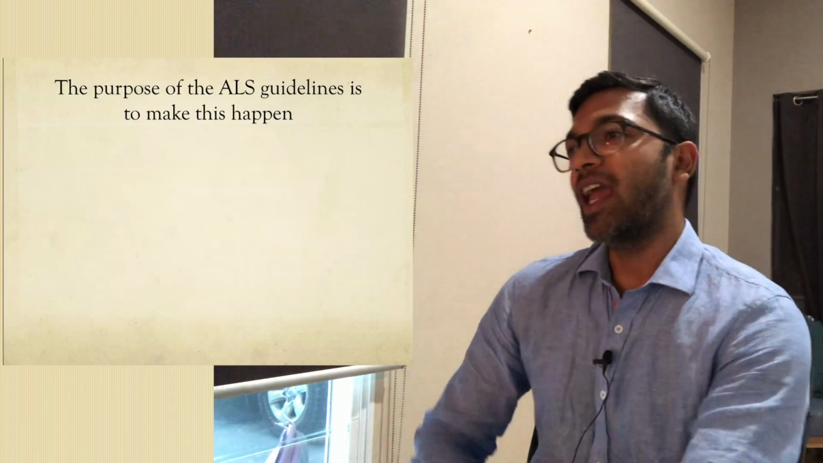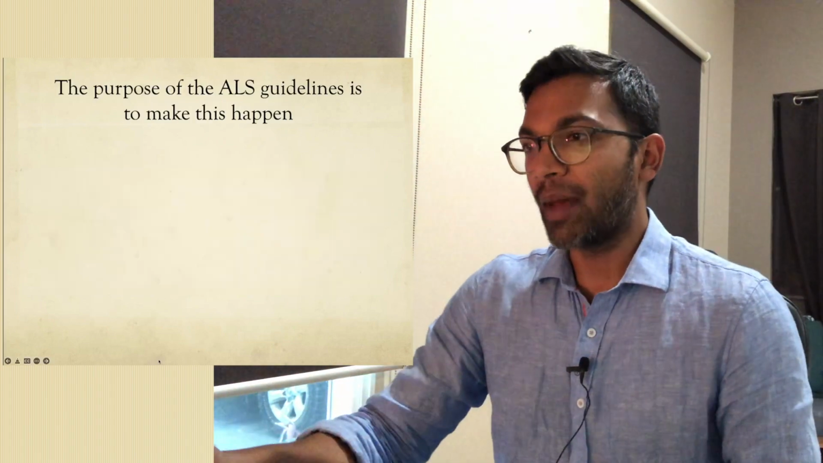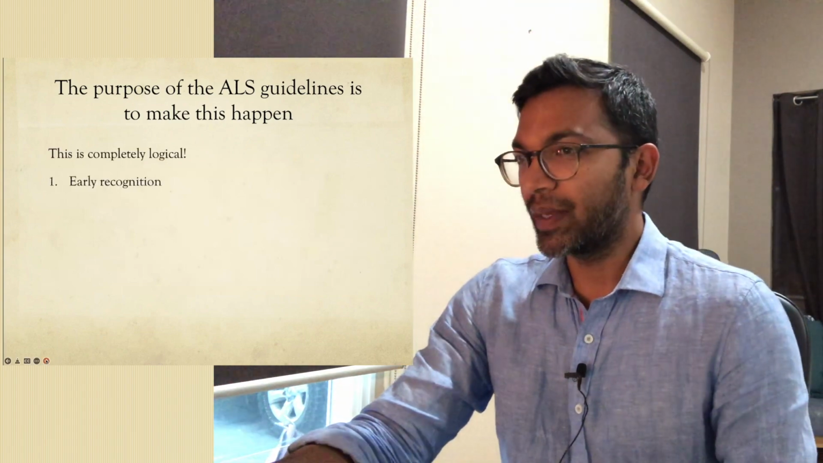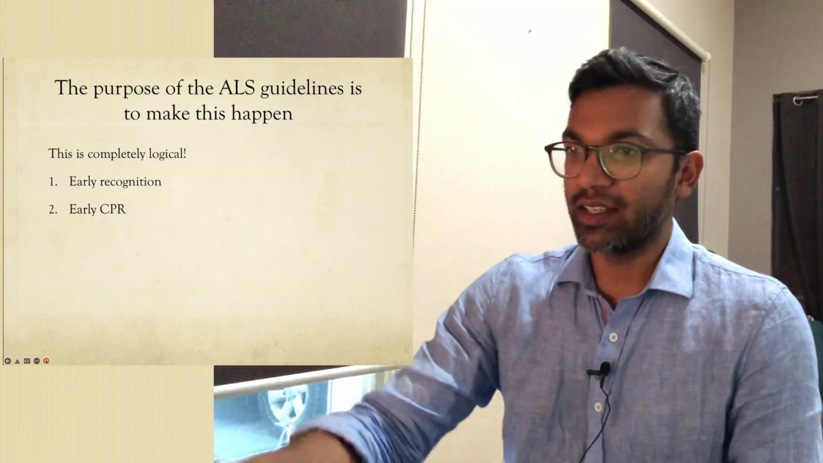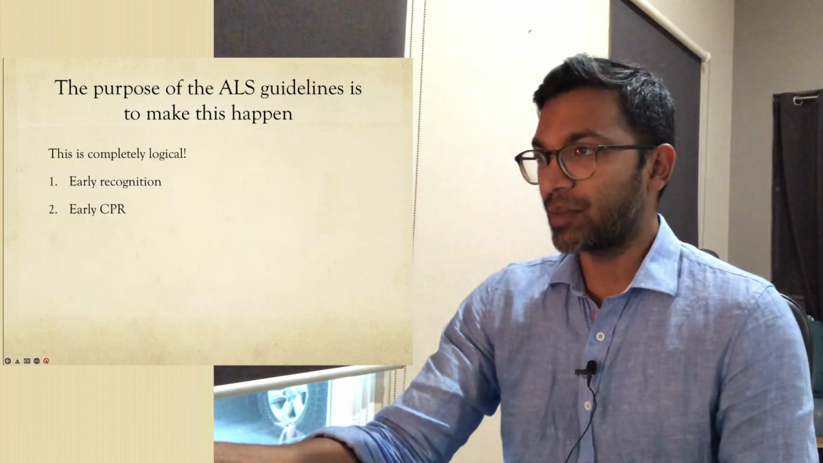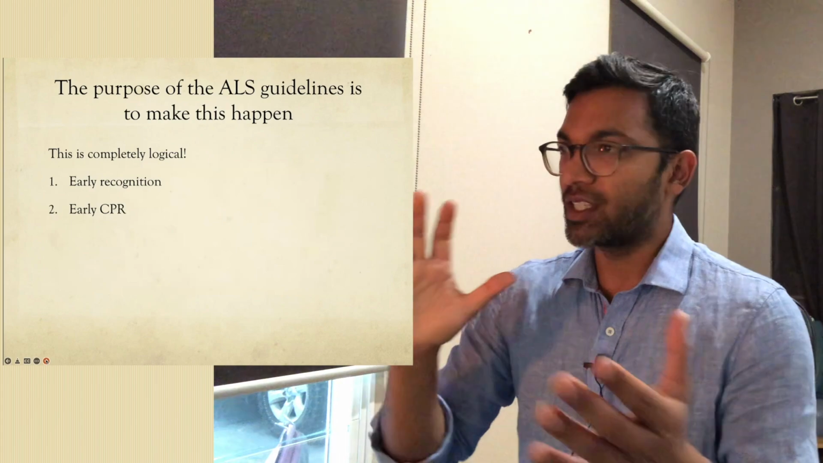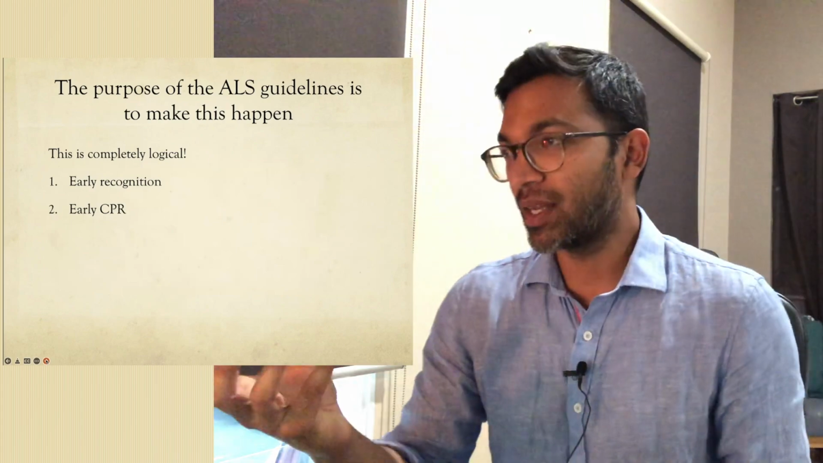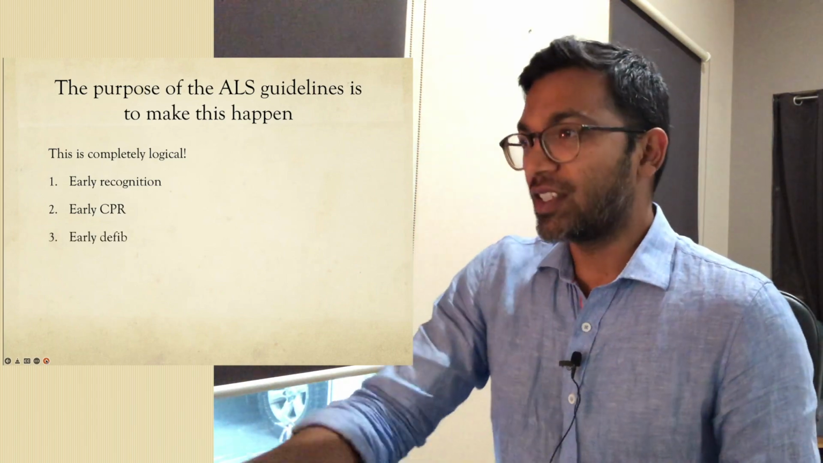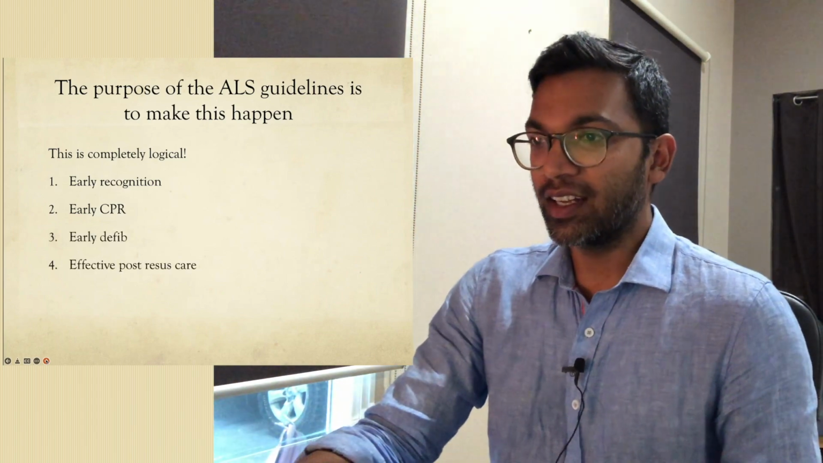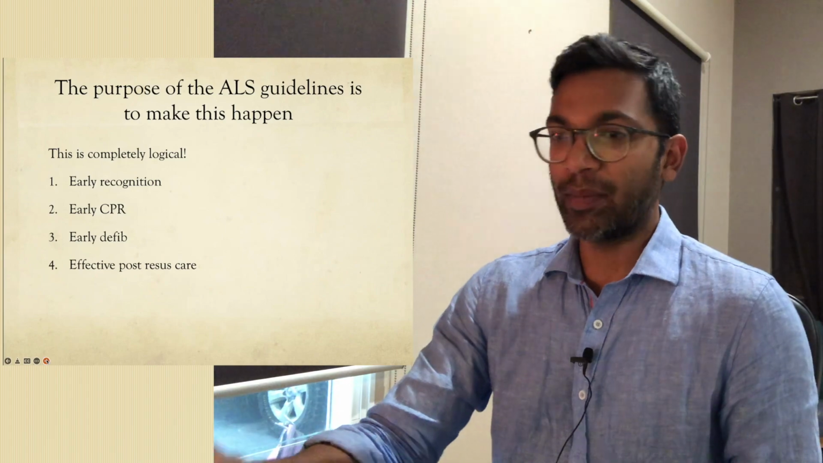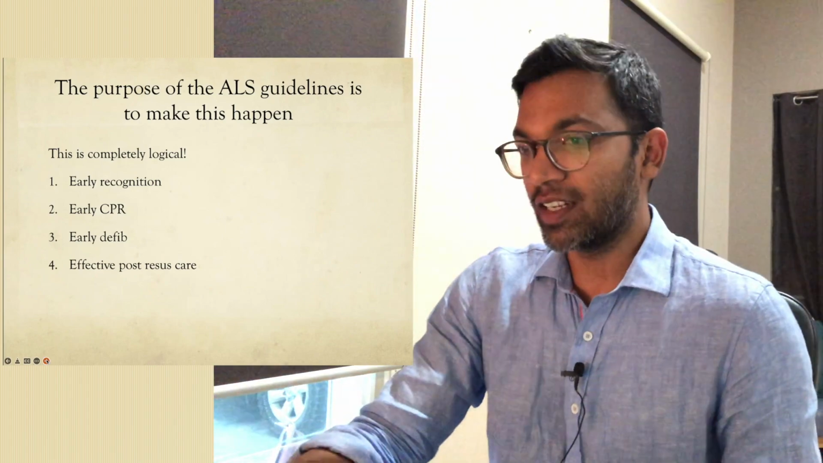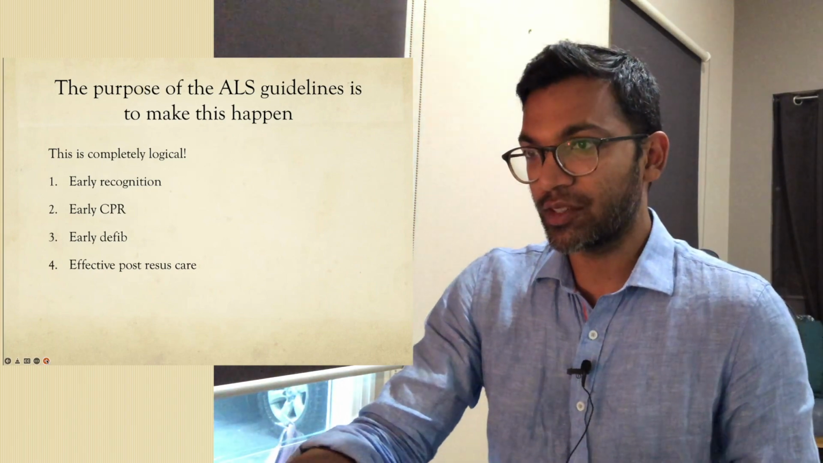So the purpose of the ALS guideline is to make all of this happen, really. It's all completely logical to me now. If you have early recognition, you can sort stuff out. If you give early chest compressions to the heart that's stopped, you just keep pumping on that chest, and essentially you're trying to be the heart muscle itself. And then if there's early defibrillation, you can restart the heart. Effective post-resuscitation care means that you keep the patient alive and do all these other things to keep them alive while you're finding a definitive solution, which we'll go to in a second as well.